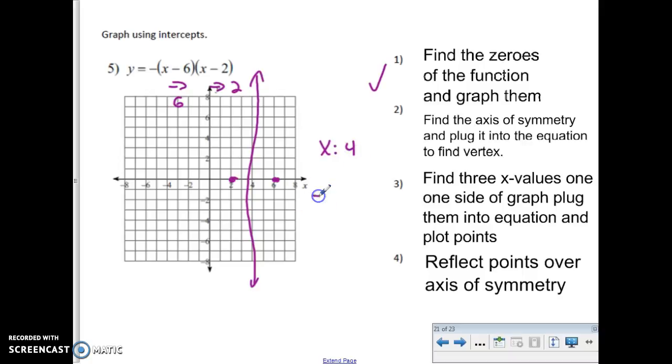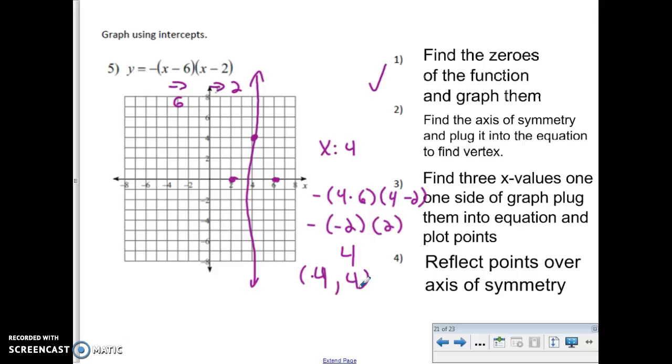So what I'm going to do is just plug 4 into this equation. 4 minus 6, and then 4 minus 2. See what happens. Looks like I got negative 2 and 2. Looks like I got it at 4. Negative 4, positive 4 is my point of vertex. Positive 4, 4 is my vertex.